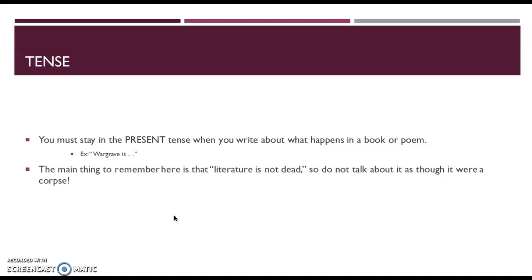All right, the first thing that I want you guys to remember is, and I know that I said this a lot when I was grading your comparison contrast essays, literature or texts are always written about in the present tense. It's a common convention that should be adhered to when writing about a story, a book, a poem, whatever you want to call it. The idea is that literature is not dead, so don't talk about it as though it were a corpse. So instead of saying Connie was, you would say Connie is, right?